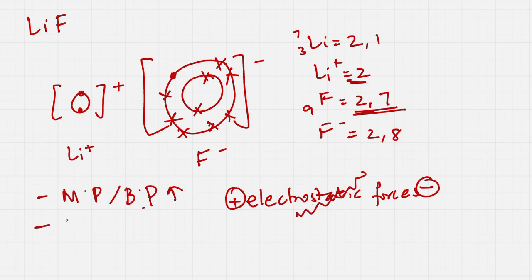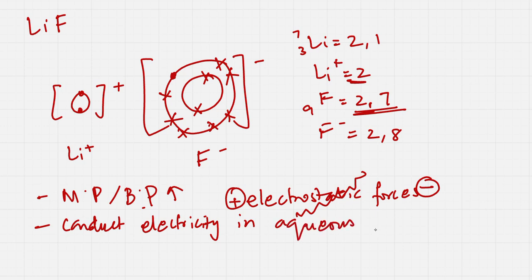Then it conducts electricity in aqueous or molten state. Aqueous means that you add water. Molten means that you take a test tube and you heat it so much that it becomes liquid. So in these 2 cases it will conduct electricity.